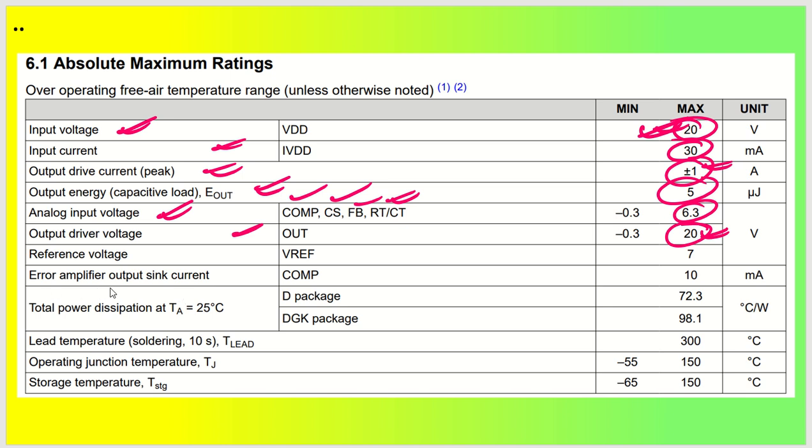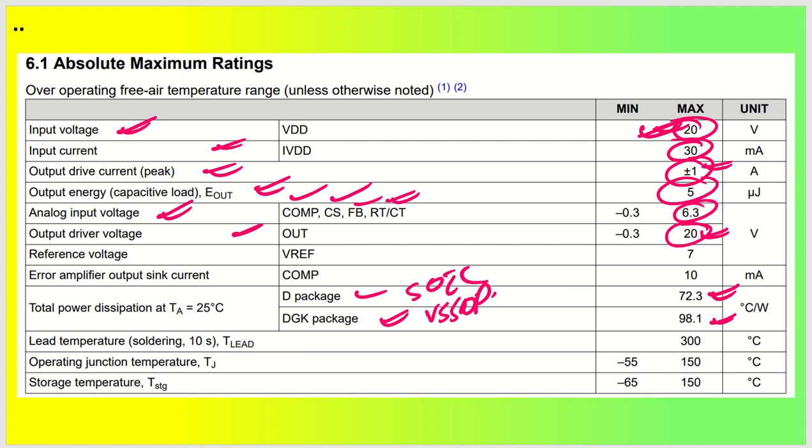Alright, we have error amplifier output sink current. The sink current can take up to 10 milliamperes, and you can see we have the total power dissipation capability, up to 72 degree centigrade per watt and 98 degree centigrade per watt for the D package and DGK package. So one is a SOIC package and one is a VSSOP package. This particular device can work up to 150 degree centigrade, so not a problem.